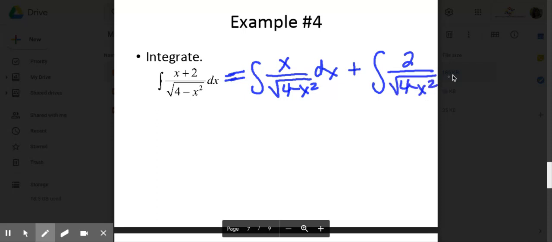Now you might be wondering why I'm doing this. Well, I'm breaking this up because I have a radical, and it's just going to be easier to see it in two pieces, because if I put the x in my numerator, the derivative of what's under the radical itself is negative 2x. So this is going to be a straight u substitution, but I can't do that with the x plus 2 because the derivative of the stuff underneath the radical would have to be something x plus a number.